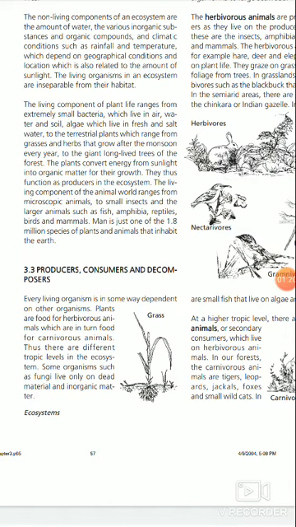Now we switch over to producer, consumer, and decomposer. Every living organism is in some way dependent on other organisms. Plants are food for herbivorous animals, which are in turn food for carnivorous animals. Thus, there are different trophic levels in the ecosystem. Some organisms, such as fungi, live only on dead material and inorganic matter.